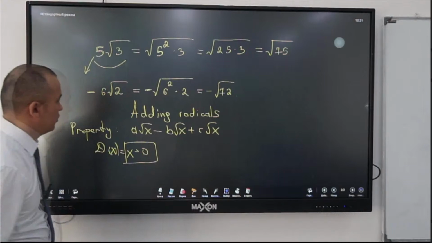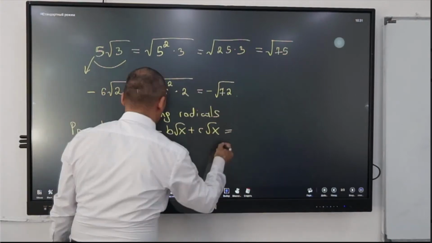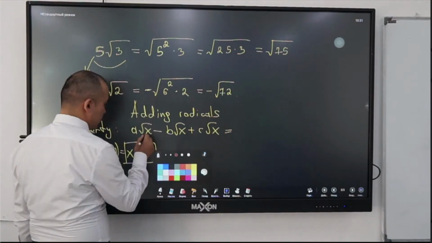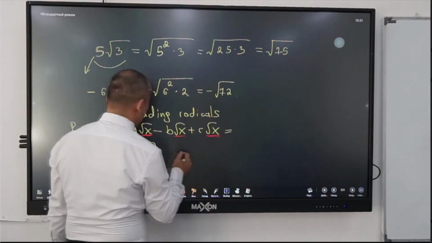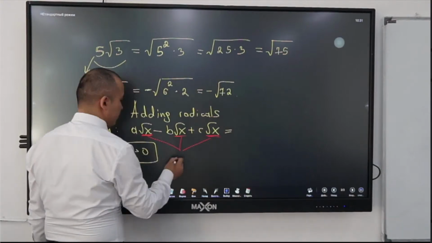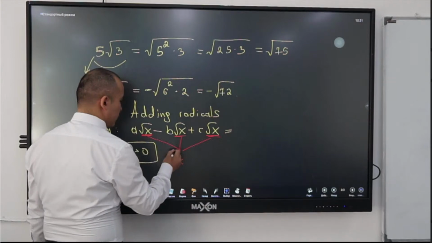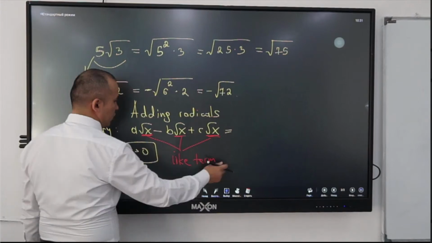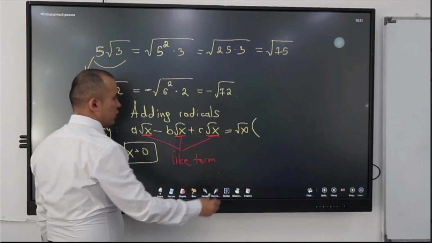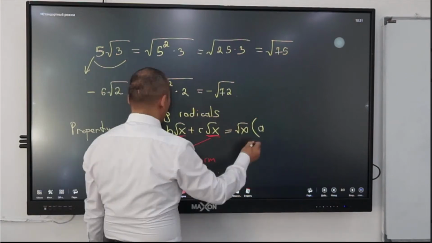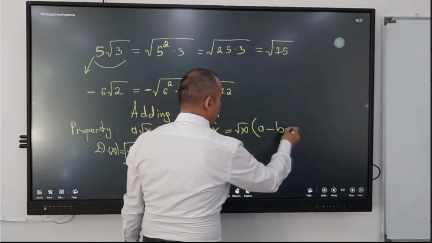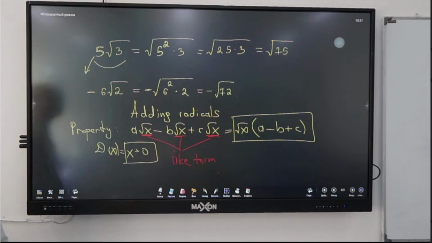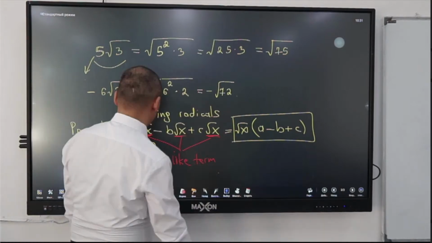So, if you do operations with these radicals, the ones with the same root x will be like terms. Like terms, we can write outside the brackets. So a minus b will be plus c. This is our property. Okay, let's do an example.